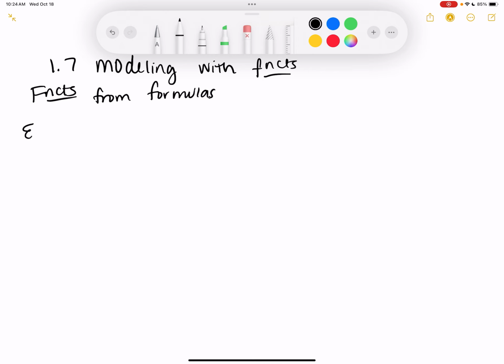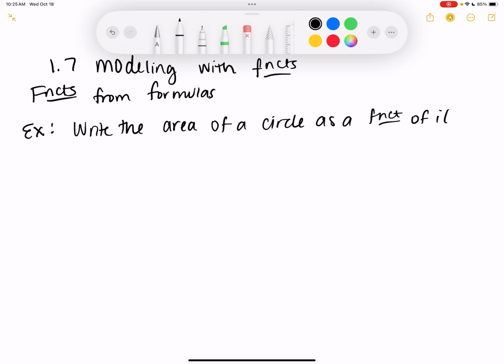These examples are going to be done in parts, in a sense. Some of the word problems are done that way, some of them are not, but it's just the way to break them down. So write the area of a circle as a function of it. And the "it" is whatever it says, as we're getting ready to do the different ones.